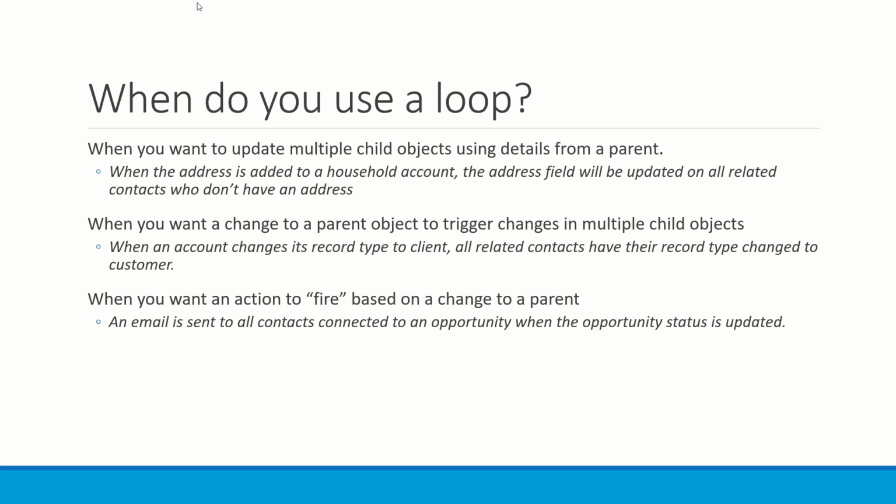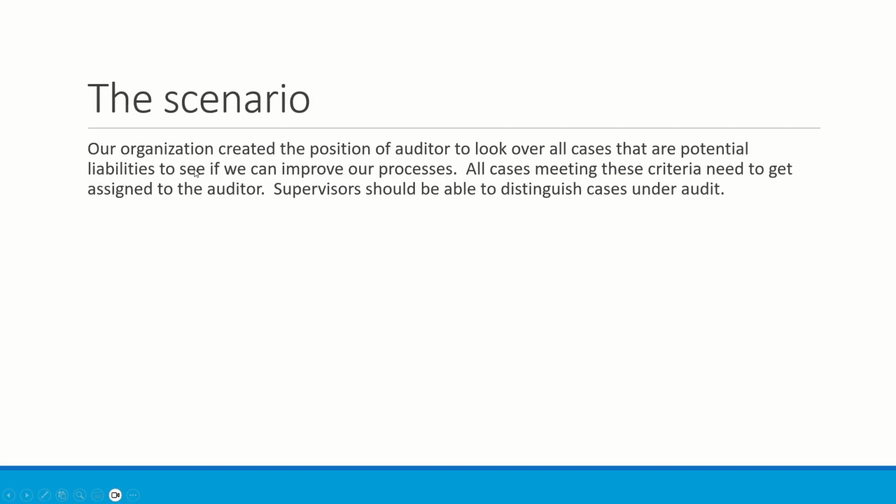When you want to change a parent object to trigger multiple changes in child objects. So when account changes its record type to client, all the related contacts will also have their record type changed to, oh, I see that should have said client, it says customer right there. Or when you want an action to fire based on a change to a parent. So, for example, an email might be sent to all contacts that is connected to an opportunity when the opportunity status is updated. So let's talk about the scenario that this flow is created for.